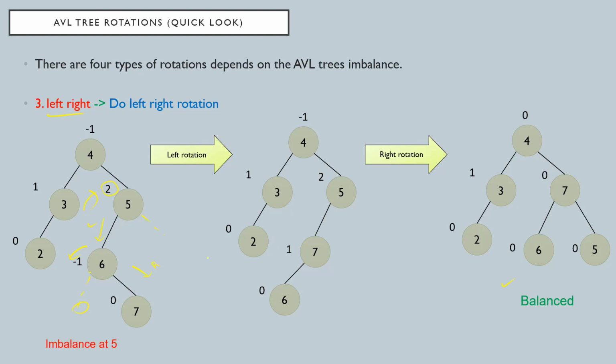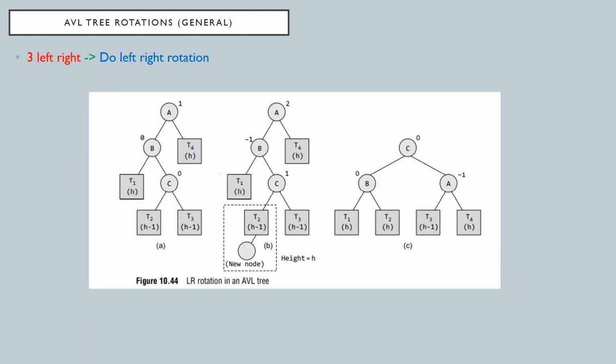So first you perform a left rotation on this node. So 6 will go downside, 7 will go upside. So this is it. Then you perform a right rotation. So 7 will go upside, 5 will go downside and 6 will go to here, which makes this type of tree. Again, it gets balanced. So this is the general case.